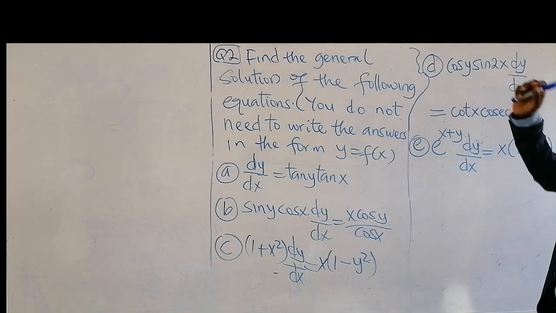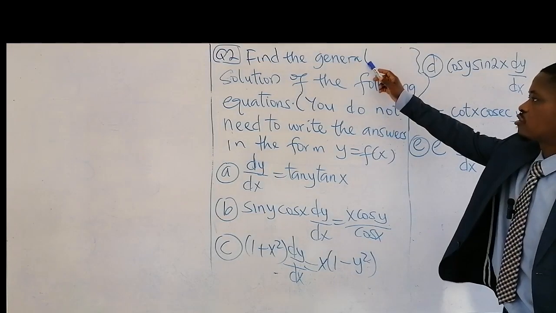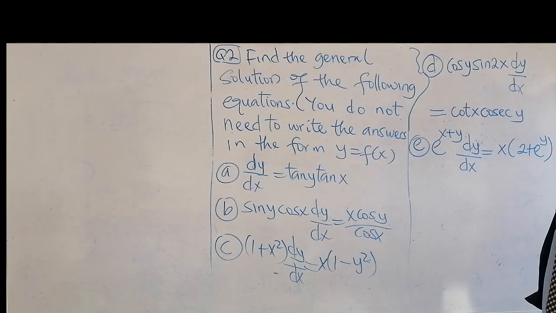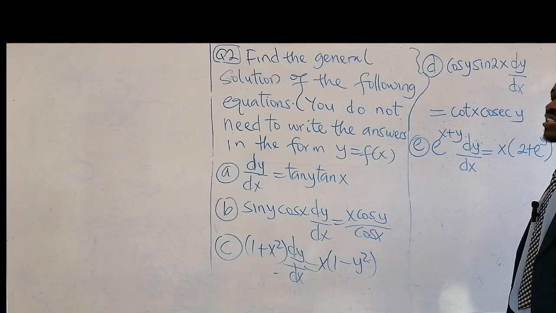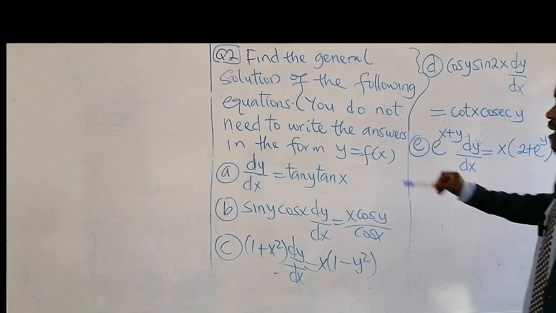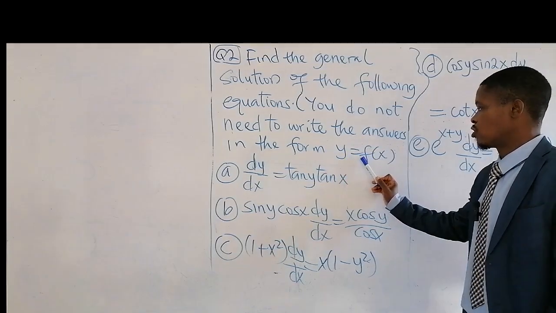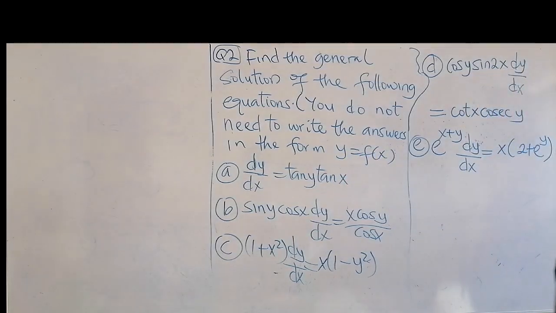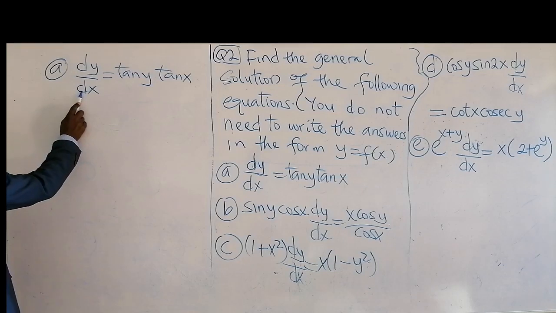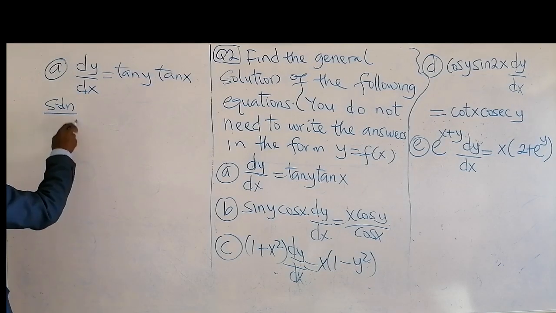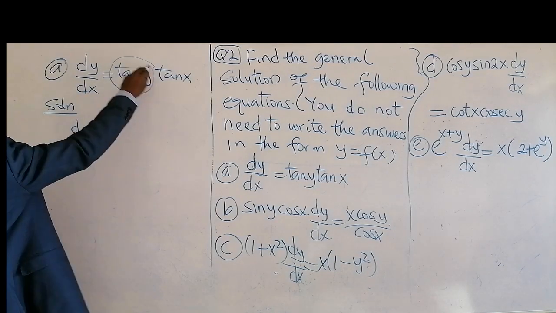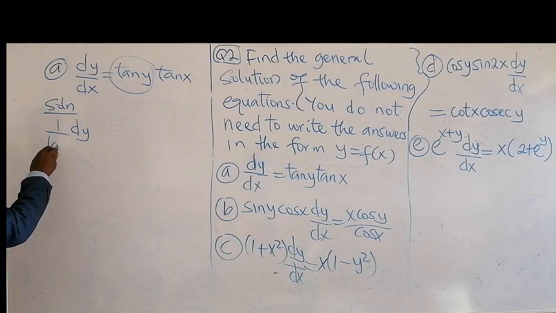Question 2. Find the general solution of the following equations. You do not need to write the answers in the form y equal to functions of x. So we have this. Solution. So this will be y. Remove this one from here, and that will be 1 over what? 1 over tan y.